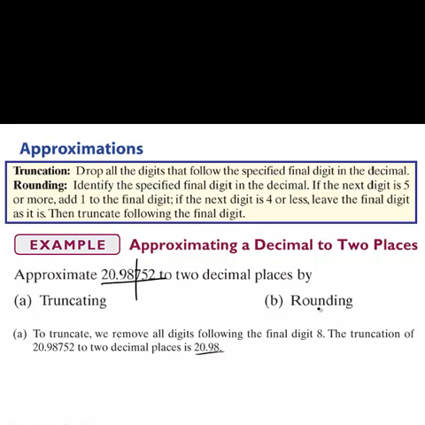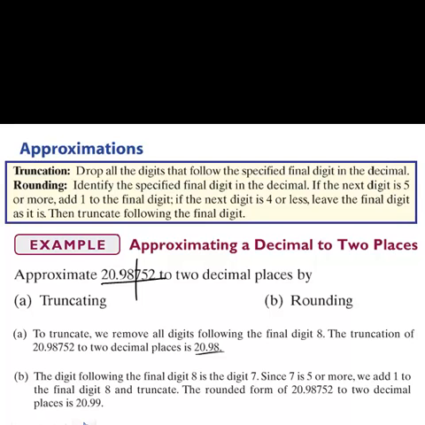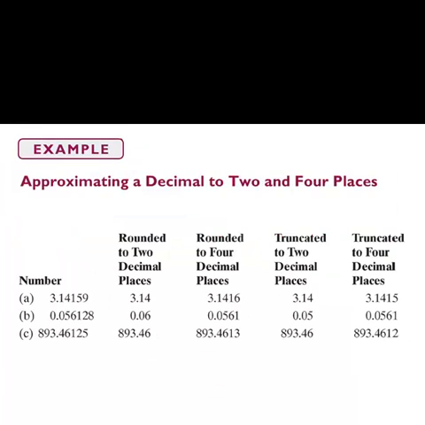But by rounding, we notice that the digit to the left of the 8 is 7. So according to our rounding rules, the 8 in the second decimal place will go up to 9. So the number rounded to 2 decimal places will be 20.99, compared to the truncated number of 20.98. Just 2 different ways of approximating. Understand the difference, all right?